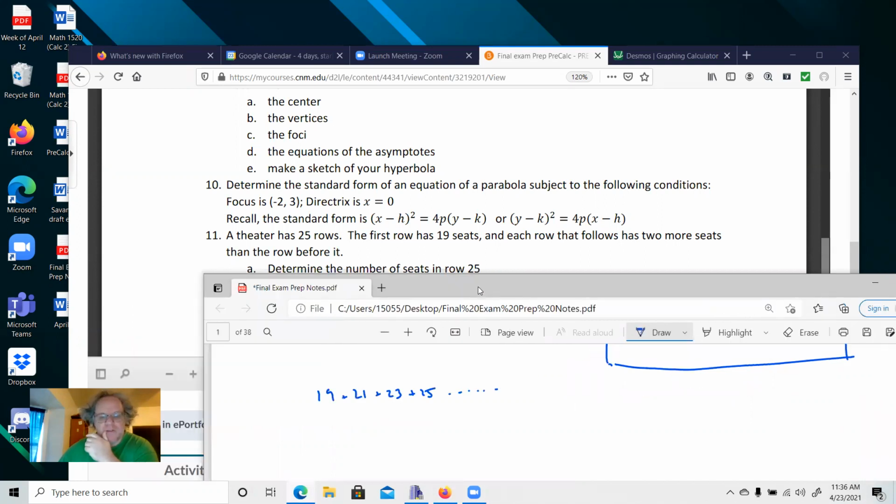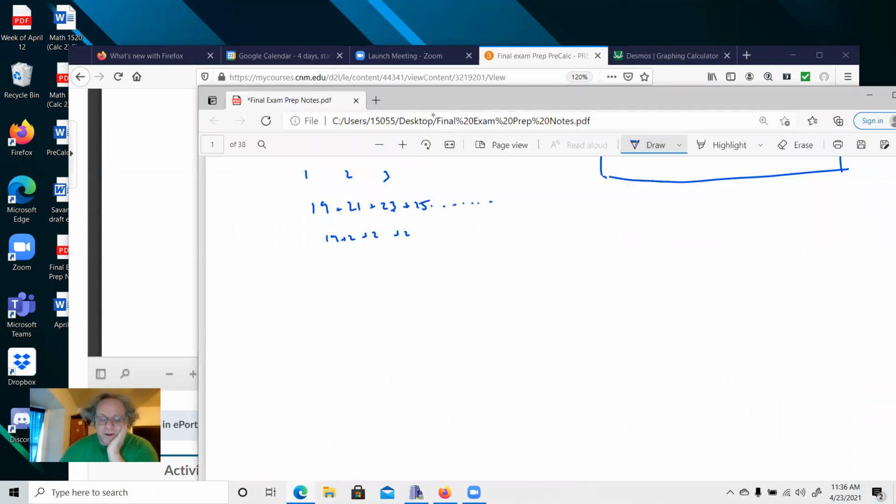Okay. So row 1, row 2, row 3. There's a constant difference, right? It's 19 plus 2 plus 2 plus 2 to get the next ones. So the way you get to row 25, we're going to say A25 here. That's equal to row 1, or the first one, plus n minus 1 times d. And d, in this case, is 2. It's the difference between two of these things.